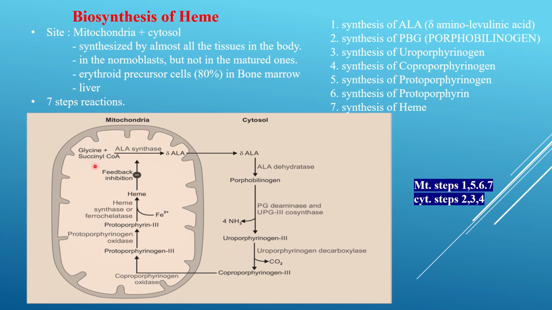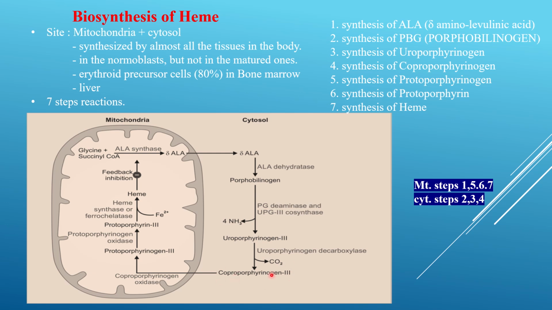So glycine and succinyl coenzyme A form ALA, delta aminolevulinic acid. That is the first step. Then it is a mitochondrial step. It goes out, ALA comes out, and ALA converts into porphobilinogen in the presence of the enzyme ALA dehydratase. In the next third step, the porphobilinogen converts into uroporphyrinogen 3 with the help of the enzyme porphobilinogen deaminase. Then uroporphyrinogen 3 converts into coproporphyrinogen. That is step 4.